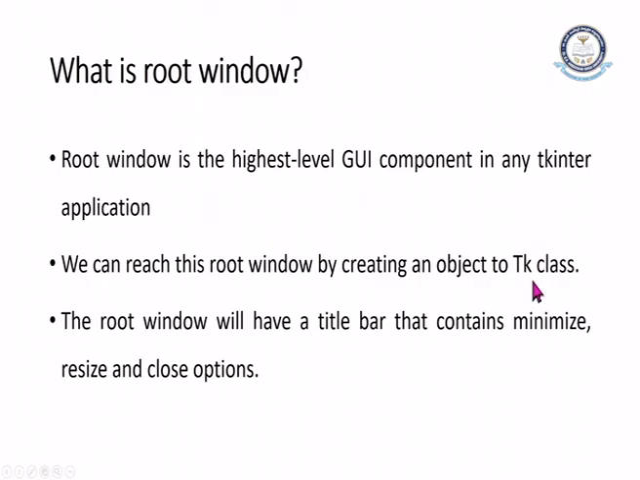If you want to create the root window, how to write the code? We need to create an object for the Tk class. In Tk, T is a capital letter. Every class name should start with a capital letter. By creating the object for the Tk class, we can create the root window. The root window has a title bar, to which we can give any name. By default, it has some name, and it contains a minimize button, a resize button and a close button. These are the properties of the root window.